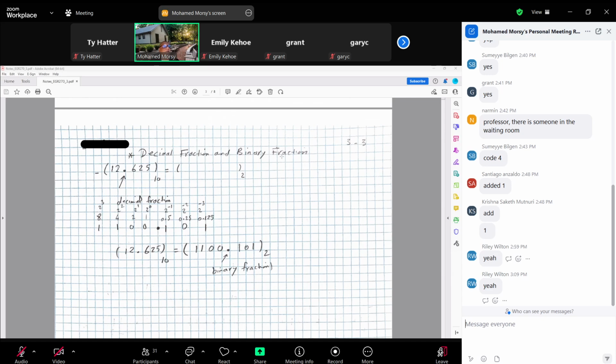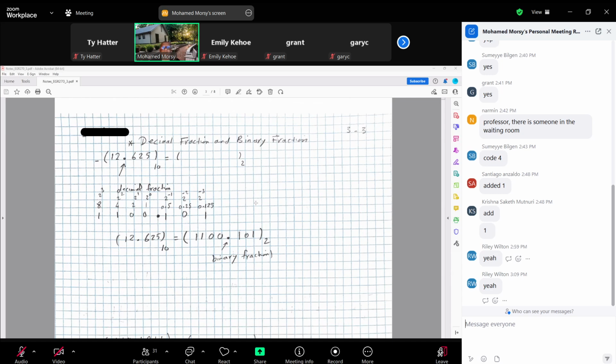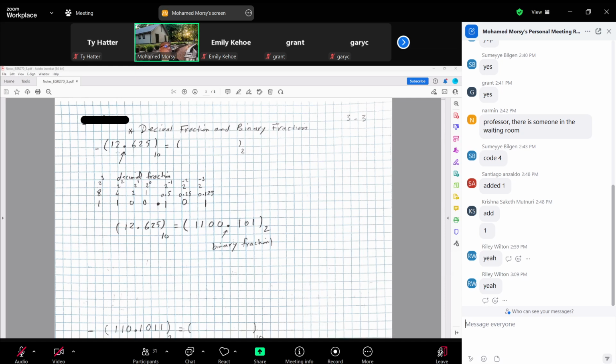Decimal fraction and binary fraction. How do we represent this in binary? I mean, how do we convert from decimal fraction to binary fraction, or from binary fraction to decimal fraction? A decimal fraction is like 3.5, for example, where we have a number after the decimal point. Like 12.625. Because it is decimal, we use base 10 here. So how do we convert this to a binary fraction? Since we have a decimal fraction, the corresponding one will be a binary fraction.